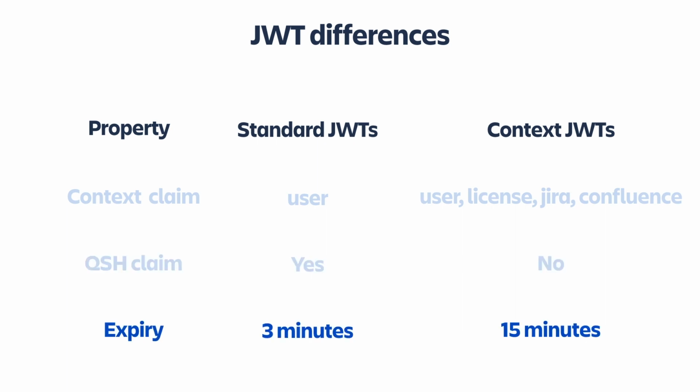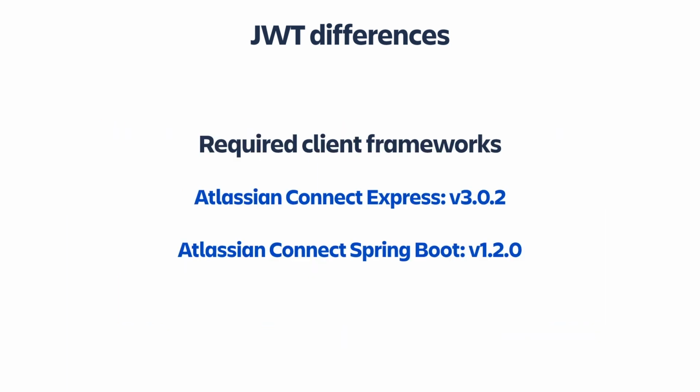Context JOTs also have a longer expiry time. The expiry time is fairly arbitrary, but we felt relaxing it to 15 minutes would result in fewer problems caused by clock skews and excessive delays before app server processing. If your app is built on top of our client frameworks, you should ensure that you are using these versions or later to ensure they accept JOTs without QSH claims. If your app isn't built on our client frameworks, then just make sure that your app will accept JOTs without QSH claims.